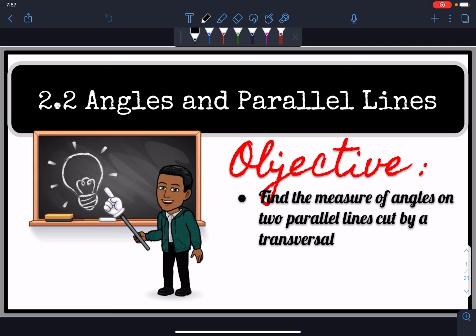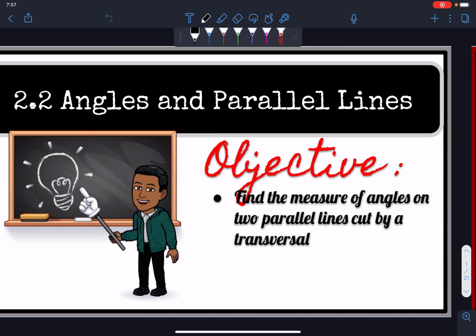The second video on chapter 2 is angles and parallel lines. In this lesson, we're going to use the measures of angles on two parallel lines cut by a transversal and use that angle measurement to figure out the angle measurements of other angles identified or created with the two parallel lines cut by a transversal.